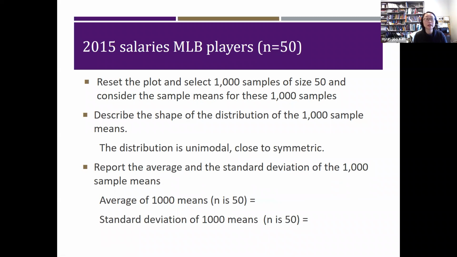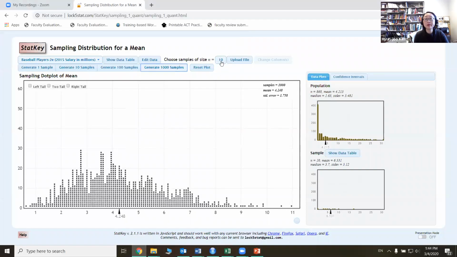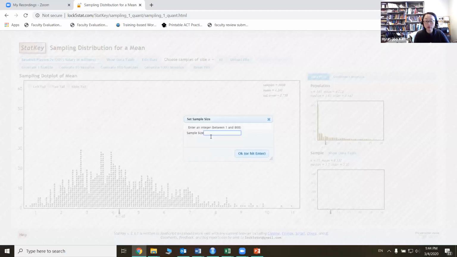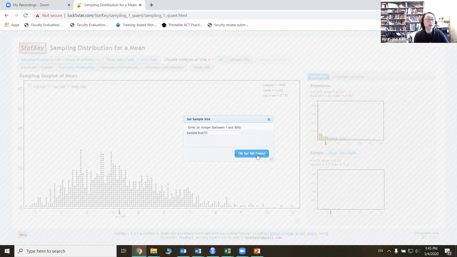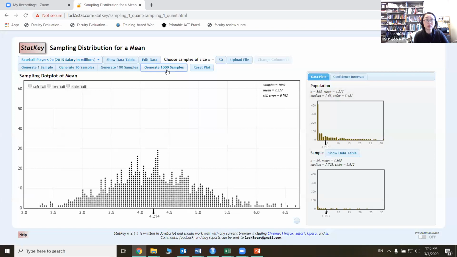Everything is exactly the same. You're just changing your sample size to 50 this time. Remember that we didn't need to change the sample size last time because it is the same as the default number. But this time we change this to 50 and click OK. Then do exactly the same thing, generate 1,000 samples. Here we are. Again, each of these values is the mean of your sample. We'll see the shape of the distribution, look at the mean of the means, and then the standard error of these means.